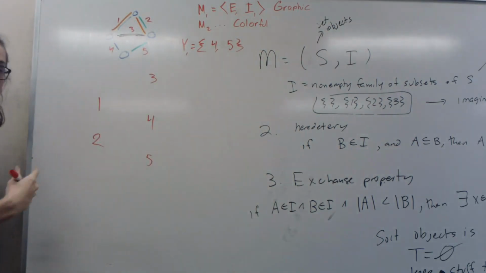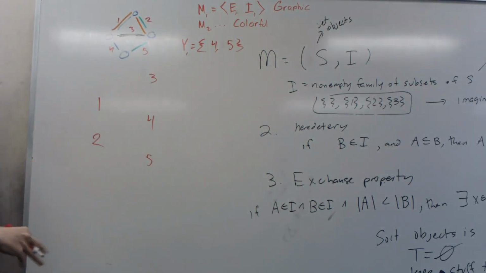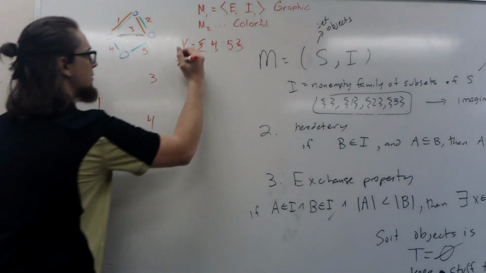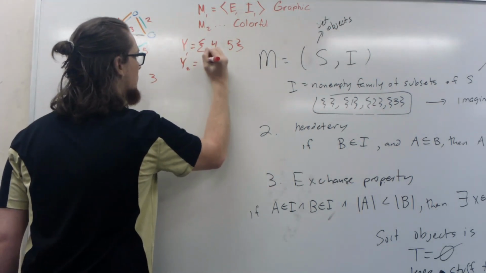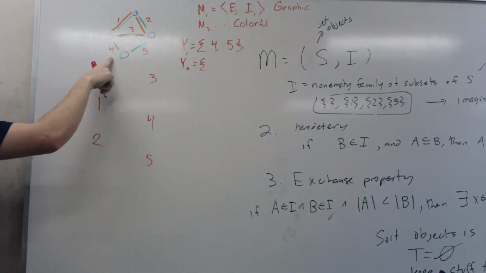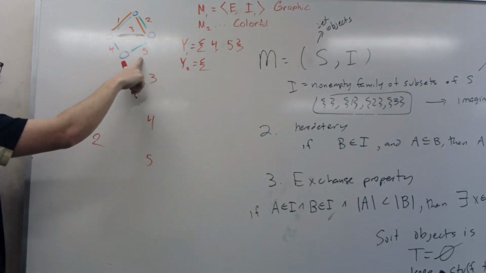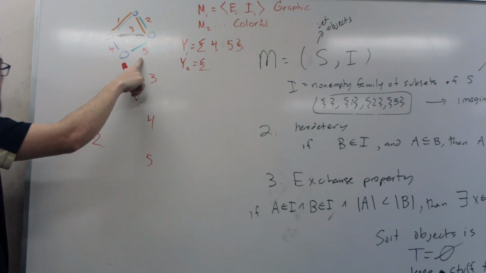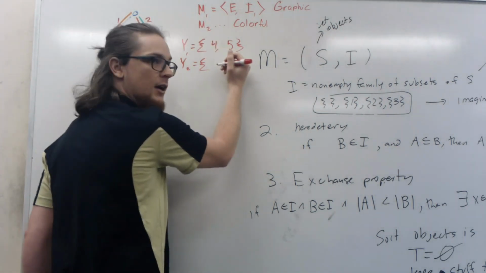Let's also define Y2 in the same way, but for the colorful matroid, where we don't care about the graphic one. So Y2 is 3, but can we add 4? No. Why? Is our green blue? And can we add 5? No. Because Q is also green. Okay, so we can add 3 because it's a different color, but not 4 and 5.